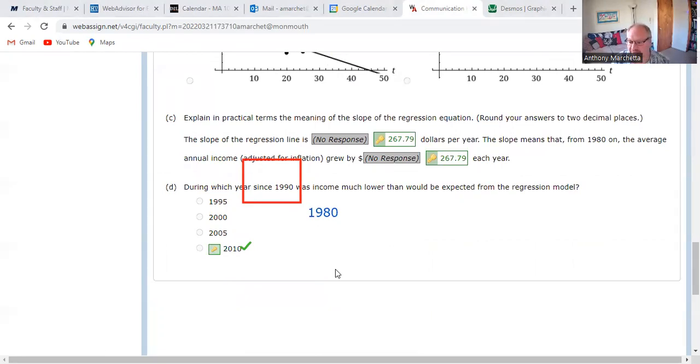If you ever find any kind of mistake like that or notice something like that, please let me know. Or you can do it yourself. You can report it to WebAssign and Cengage yourself. That's a typo. I'm going to send them a message about it. But that's how you would do a question like this.